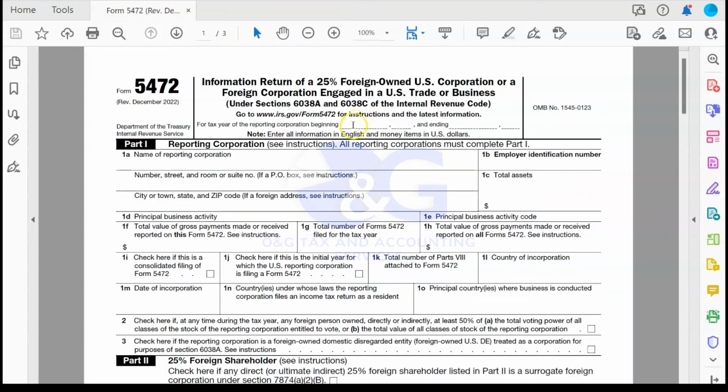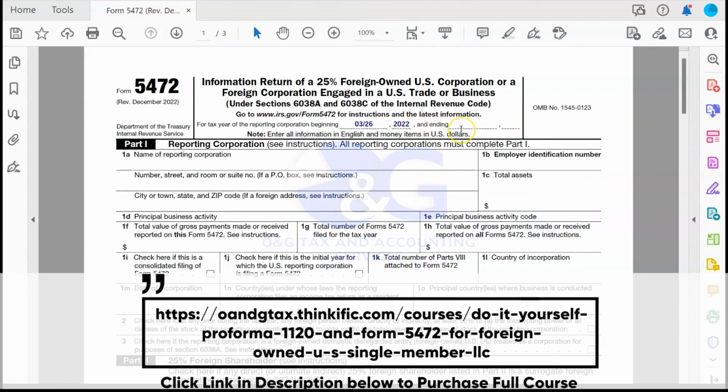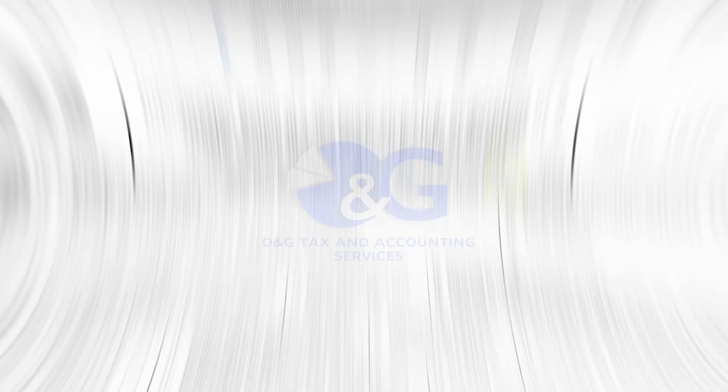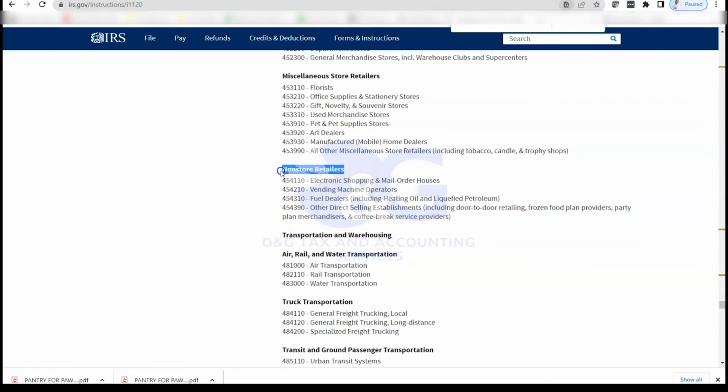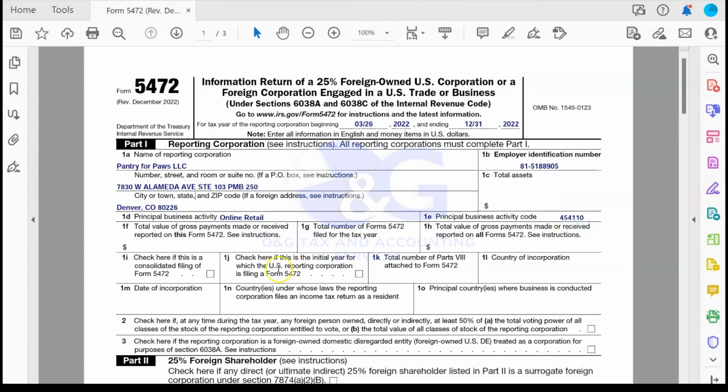We're going to start from the top here, and we're going to specify what the beginning date is and what the ending date is. As we stated on the 1120, the LLC was formed on March 26, 2022. And then the ending date is December 31st, because this is a calendar year, 2022. So non-store retailer, if you're doing online e-commerce, this is where you need to come. And then you look at all this description and see what fits you. So we paste that in here on 1E.